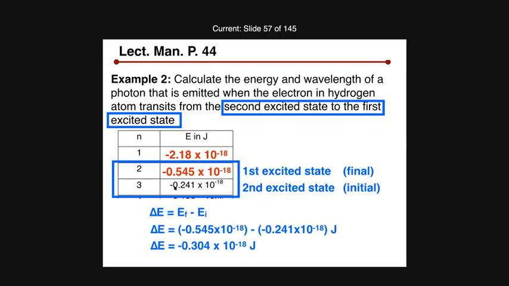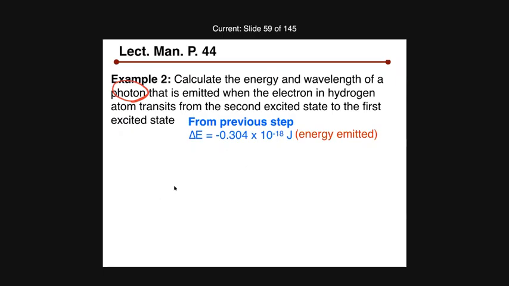Now this energy gap is not the energy of a photon. It's just the energy level difference in an atom. A photon is the thing that is going to be emitted, as the electron relaxes. Therefore, we are going to have to go to the next step. This is the amount of energy that is being emitted, from the previous step that we see.